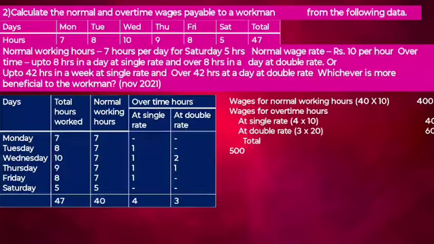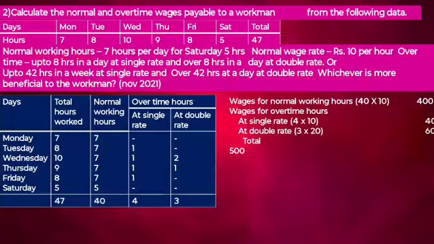Hours they have given for Monday, Tuesday, Wednesday, Thursday, Friday and Saturday. Hours worked is Monday 7, Tuesday 8, Wednesday 10, Thursday 9, Friday 8, and for Saturday they have given us 5. Normal working hours is 7 hours per day, and for Saturday 5 hours usually. To keep it in mind, Saturday goes only with 5 hours. Normal wage rate is rupees 10 per hour.